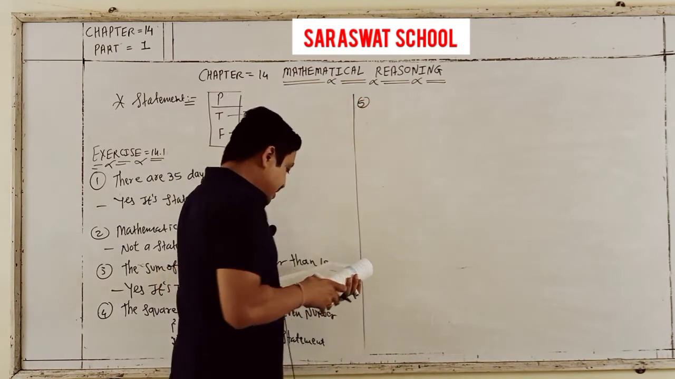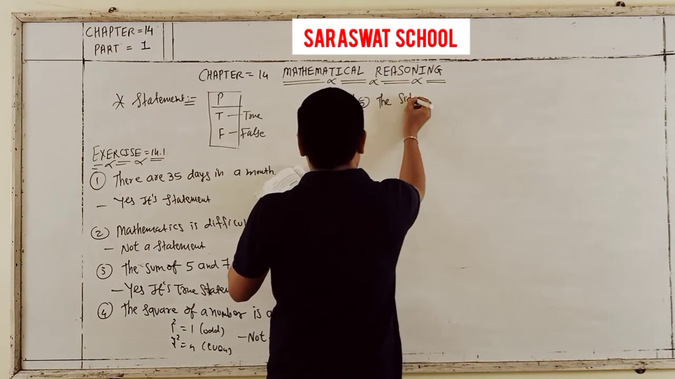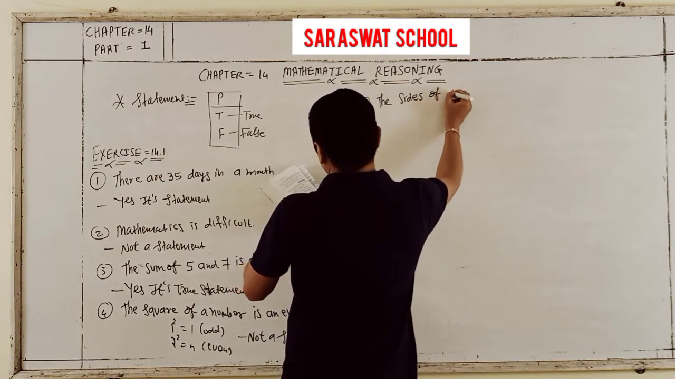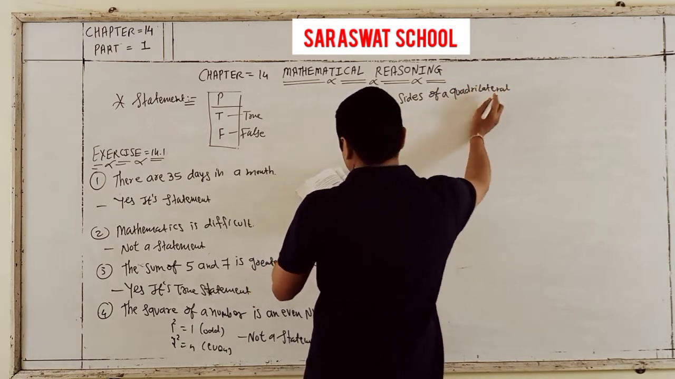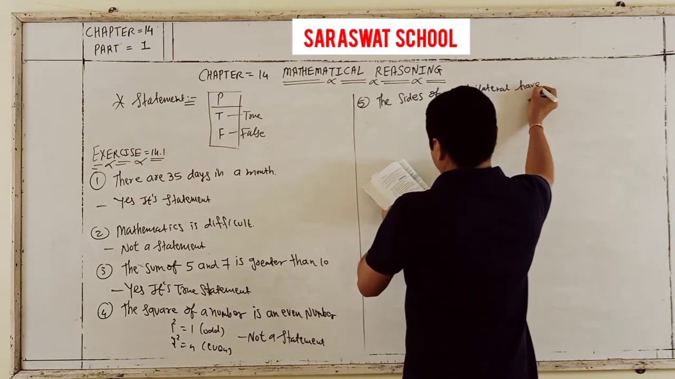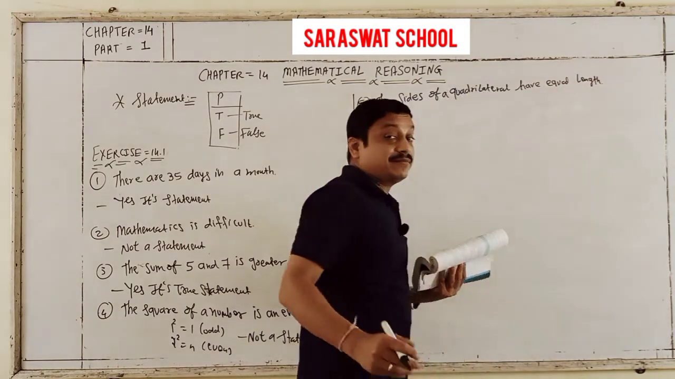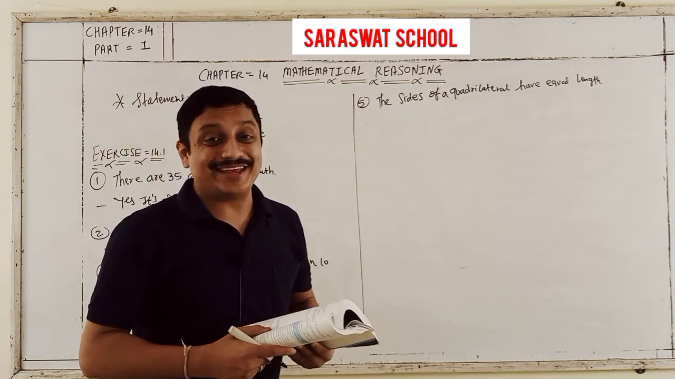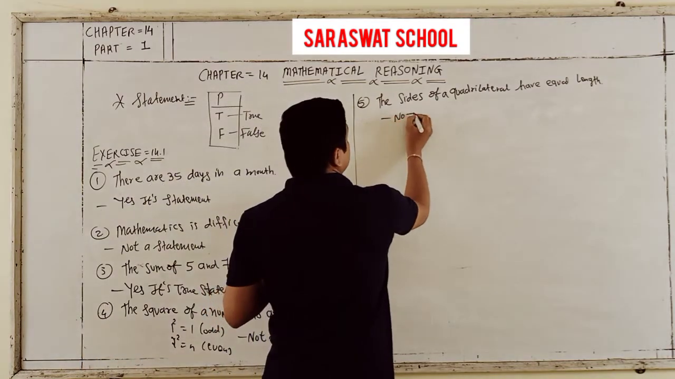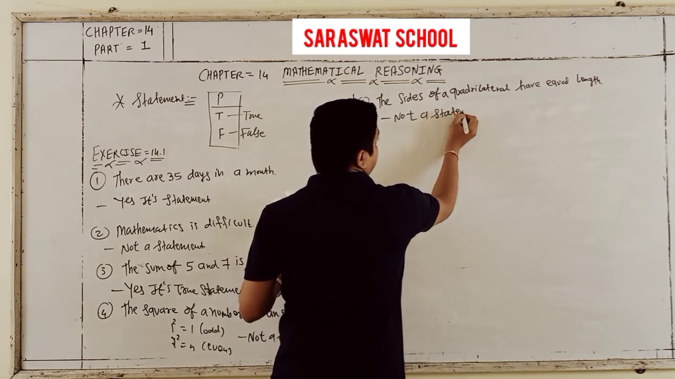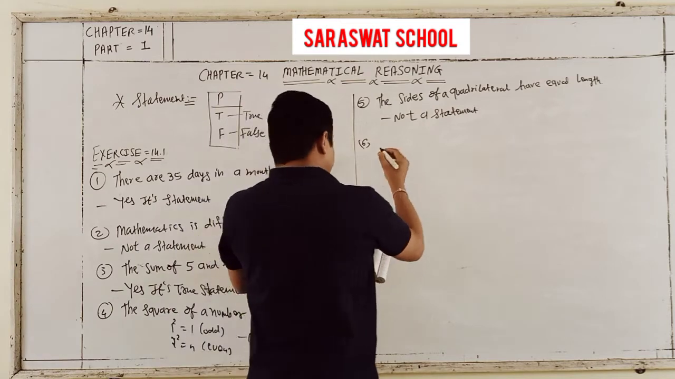Question number 5, very easy. The sides of a quadrilateral have equal length? No, sometimes equal if a rhombus or square is given, but sometimes not equal. It is not sure. So here it is not a statement.